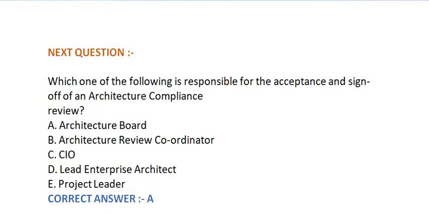Now moving to the next question. Which one of the following is responsible for the acceptance and sign off of an architecture compliance review? Option A, architecture board. Option B, architecture review coordinator. Option C, CIO. Option D, lead enterprise architect. And option E, project leader. And the correct answer is option A.